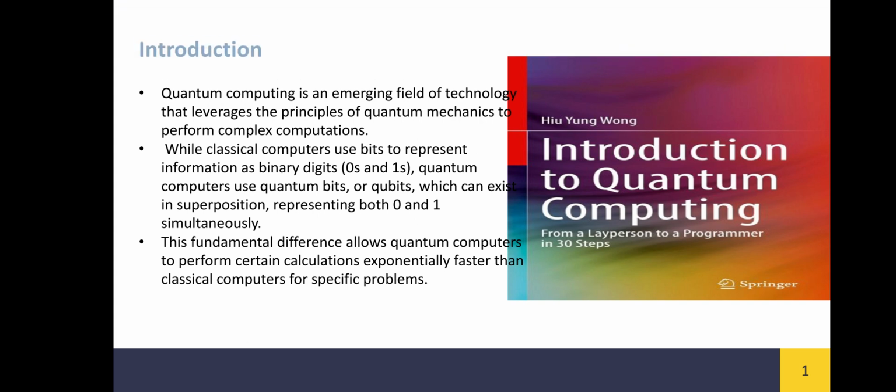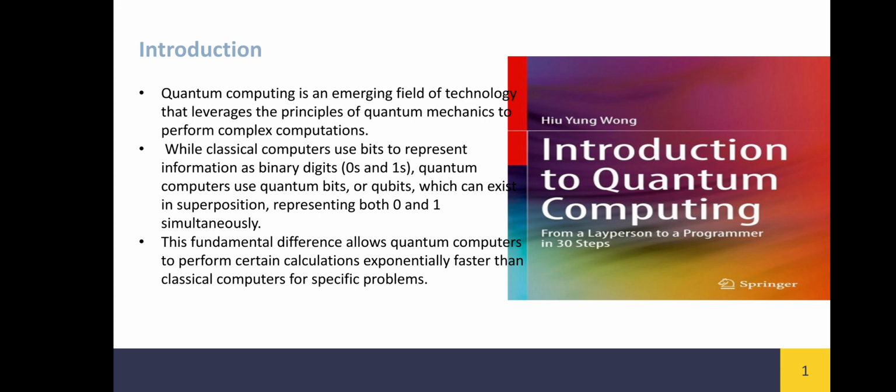Okay, let's start. Introduction. Quantum computing is an emerging field of technology that leverages the principles of quantum mechanics to perform complex computing. While classical computers use bits to represent information as binary digits, zeros and ones, quantum computers use quantum bits or qubits, which exist in superposition representing both 0 and 1. But unlike classical computers, it represents 0 and 1 at the same time, that is, simultaneously.